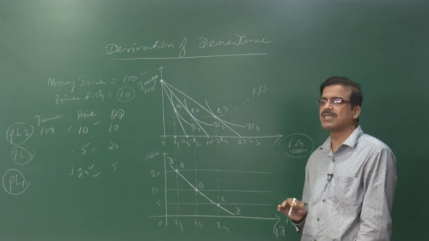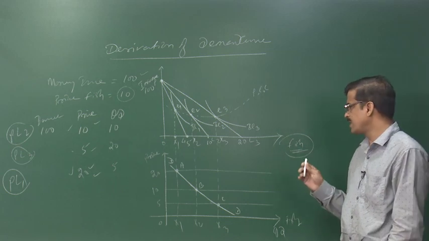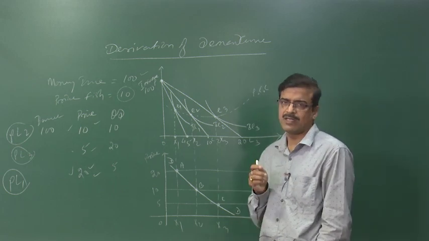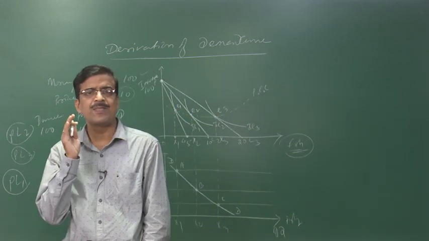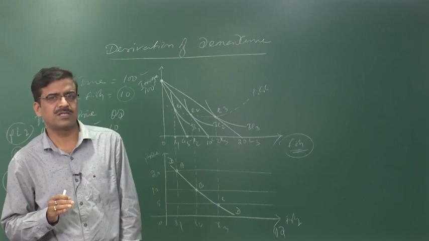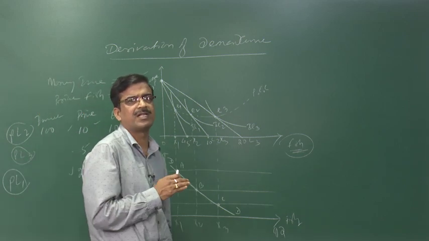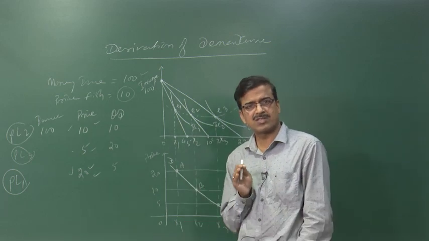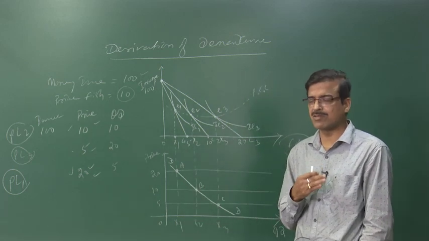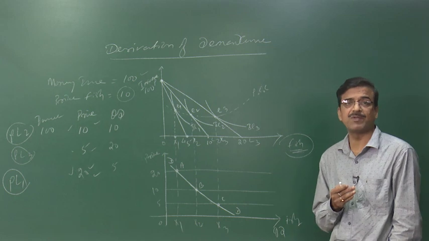Now, we have to change our assumption. Instead of taking the fish to be a normal commodity, now we take the fish to be an inferior commodity. If we deal with the fish as an inferior commodity, its demand curve will be downward sloping, but it will be the steeper demand curve.